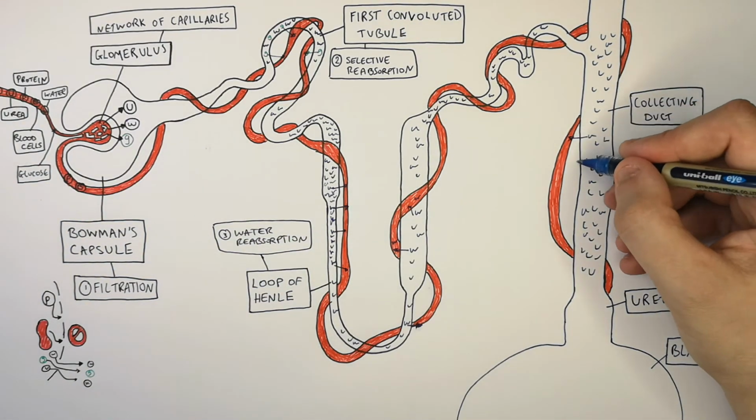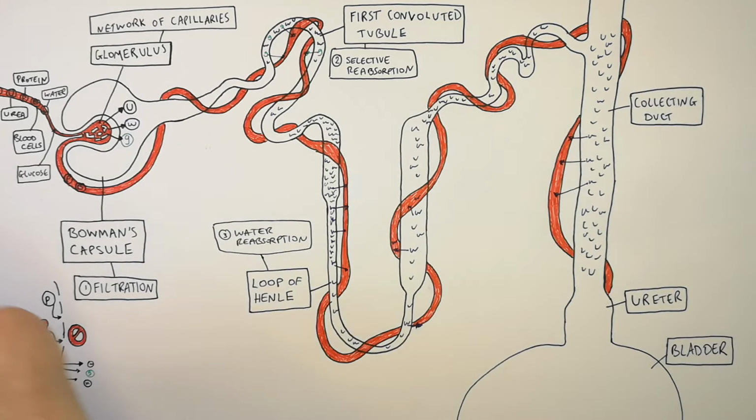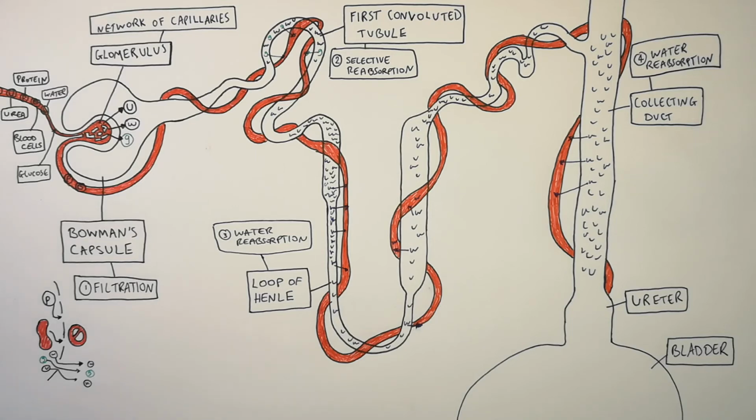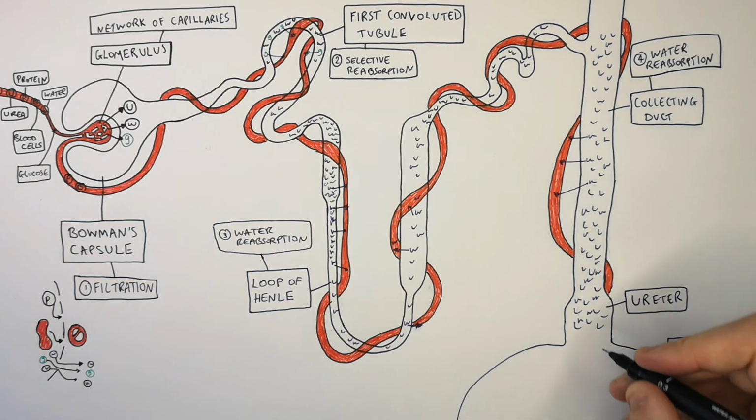In the collecting duct, water is going to be reabsorbed back into the blood. And if there is a high concentration of water in your blood and you're really hydrated, much of that water in the collecting duct is going to pass through the ureter to the bladder and out of your body. So any remaining urea and water that needs to be excreted is going to be excreted as urine.